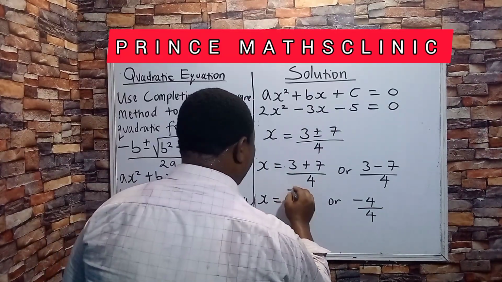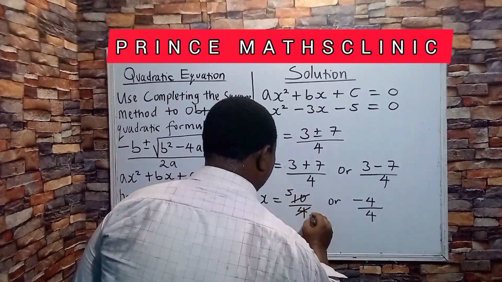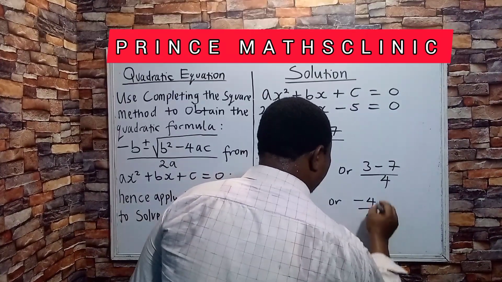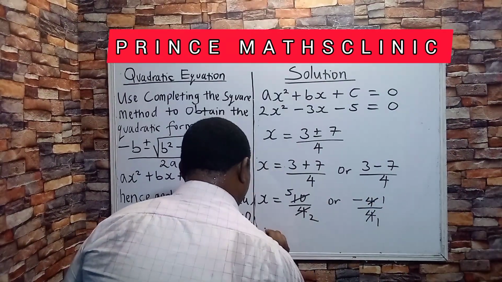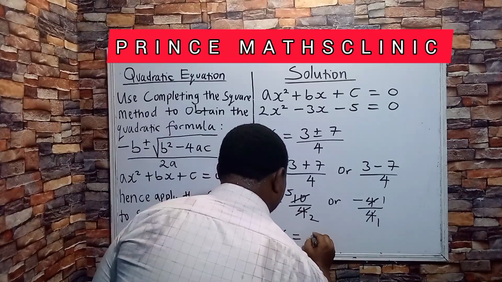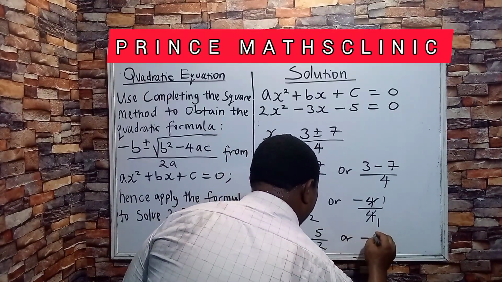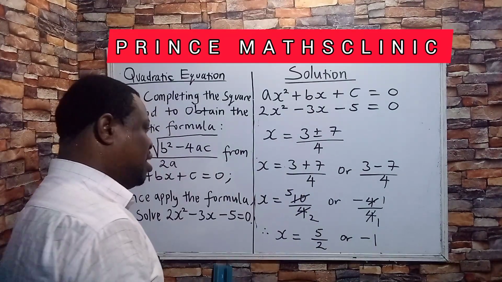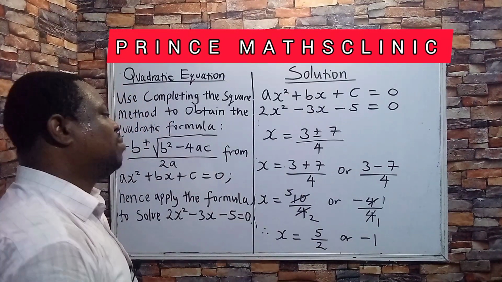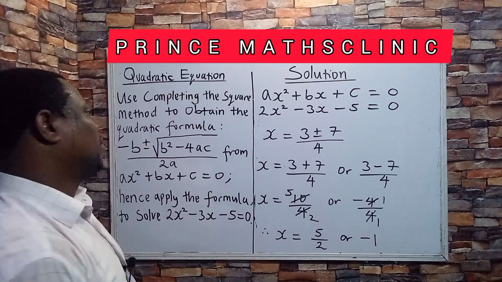2 goes into 10 five times and into 4 two times, and 4 into 4 is 1. Therefore, my x is either 5 over 2 or minus 1. That is the answer to this particular question.